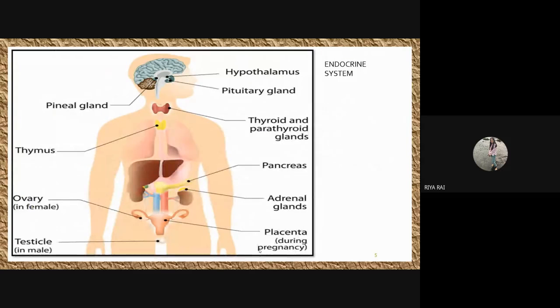As per the suggestion which I got in the previous session, I have included a diagram of the whole body along with the glands so that it would be convenient for us to remember the position of each and every gland. So this is the diagram in which we can see each and every gland situated in the human body. That is hypothalamus, pituitary gland, pineal gland, thyroid and parathyroid gland, thymus, pancreas, adrenal gland situated above the kidney, then ovaries in females, and placenta during pregnancy, which is responsible for the secretion of HCG hormone, and the testicles in male.